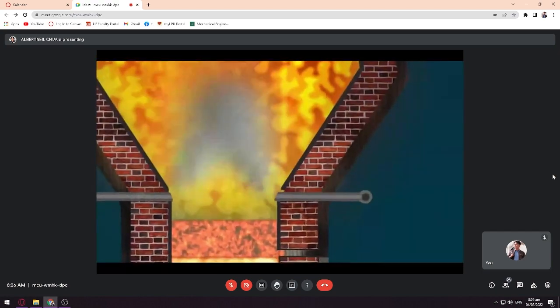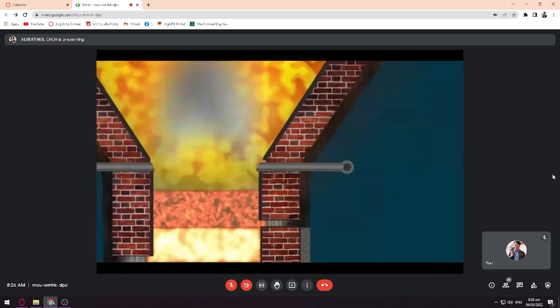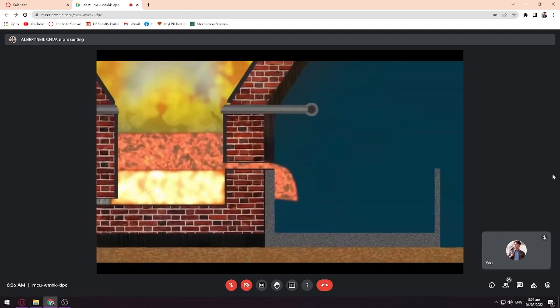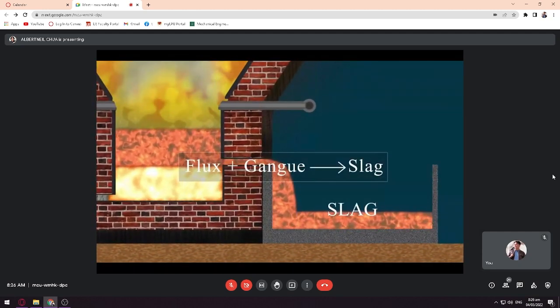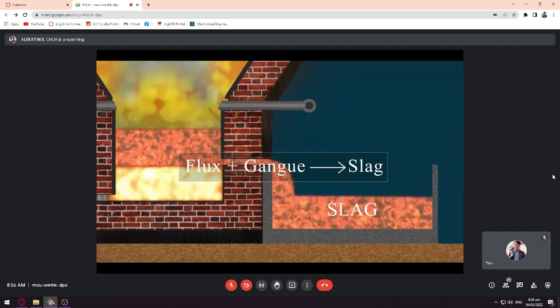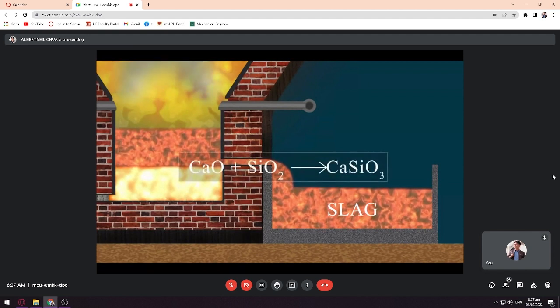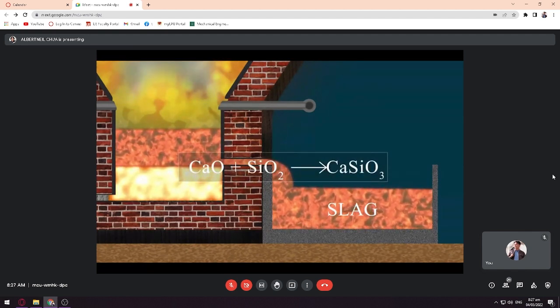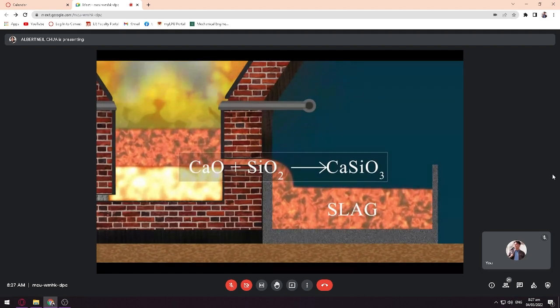Then the impurity silicon dioxide in the ore reacts with calcium oxide and forms calcium silicate, which is known as slag. Flux on reaction with gangue forms slag. CaO on reaction with SiO2 forms CaSiO3.